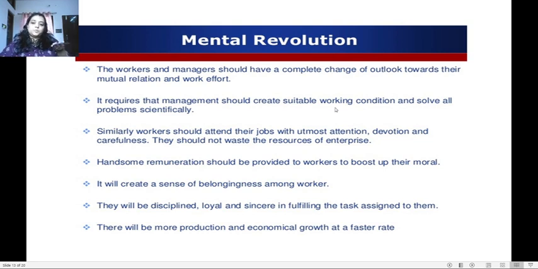If I want to boost the morale or productivity of the employees, then I need to give them a good remuneration. If they are working for my organization effectively and efficiently, then I need to provide them with the wages. What does it create? It will create a sense of belongingness amongst the workers.